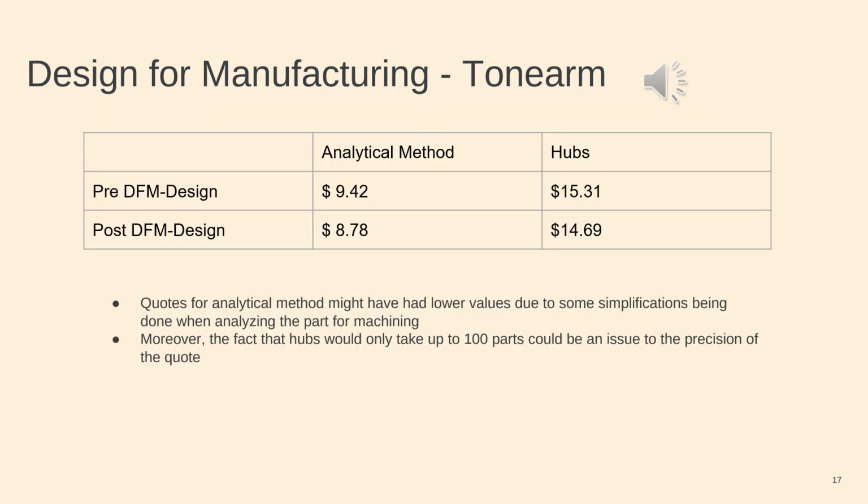Finally, when looking at a price analysis between the pre and post DfM design, using both the analytic method and Hubs, our quotes for individual part costs are lower for the post DfM design. The difference between analytical and Hubs costs may mainly be due to some simplifications that were made when calculating for the analytical method, and due to the fact that extrapolation had to be used to get the Hubs quotes.